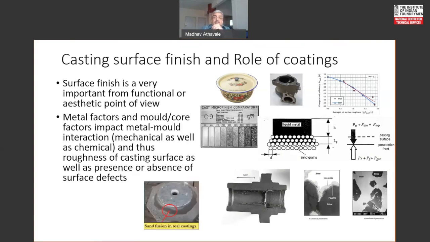If the sand aggregate for the mold or core has poor refractoriness, it has some low melting phases, the chemistry is not right, then at the casting temperature, the sand may fuse onto the surface. Or the other way around, if you have too much excess superheat, then again you can land up with sand fusion problems.